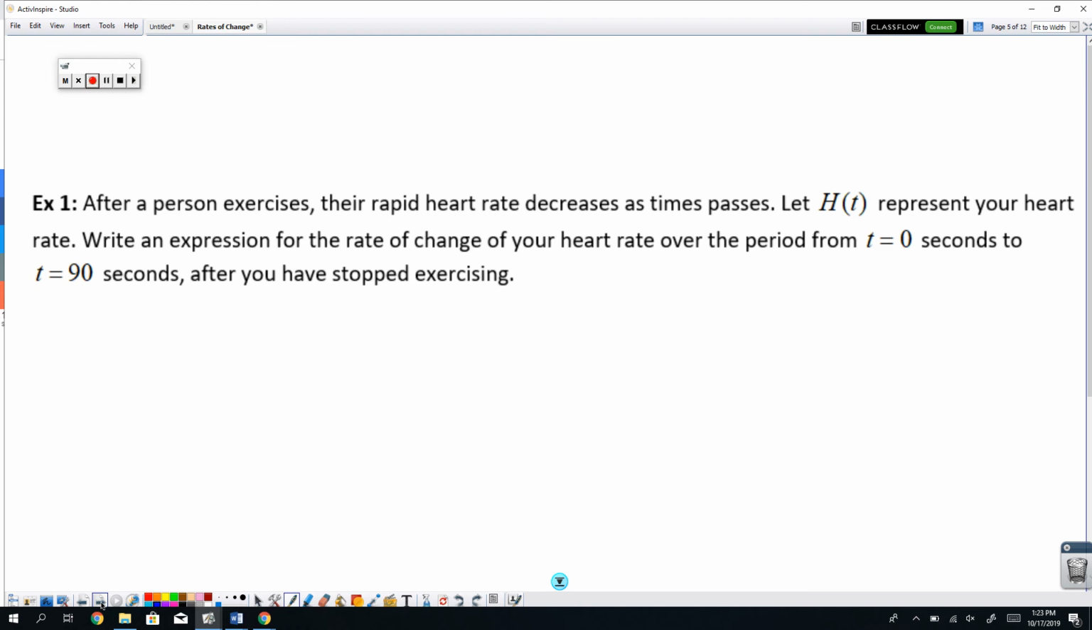Alright, so now let's look here. We have an example. It says, after a person exercises, their rapid heart rate decreases as time passes. Let h of t represent your heart rate. Write an expression for the rate of change of your heart rate over the period from 0 to 90. So we're going to use what we wrote above. Just as a reminder, above it said delta y over delta x equals f of b minus f of a all over b minus a. So we're going to apply that here. Go ahead and pause, and then you can do it.